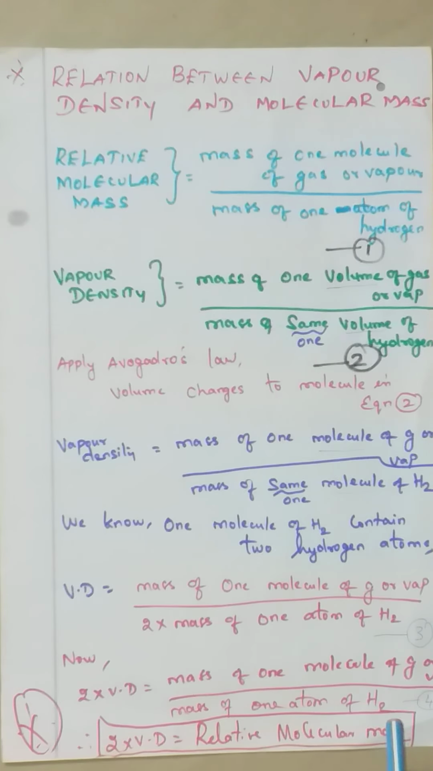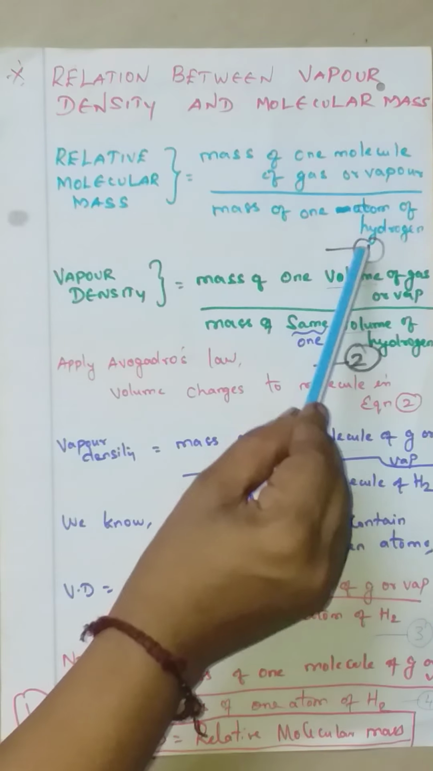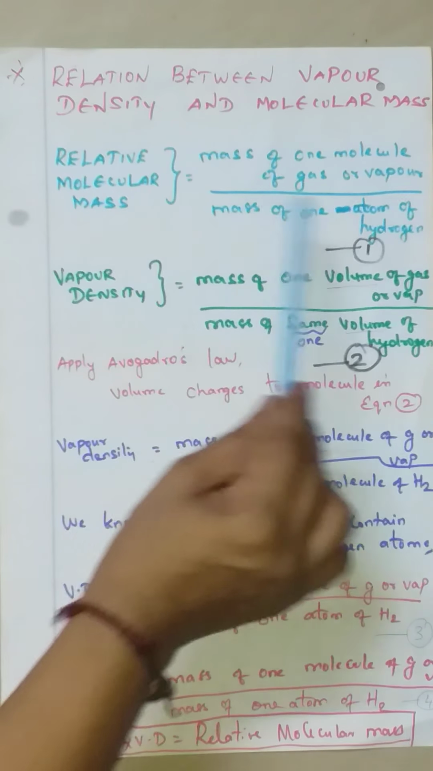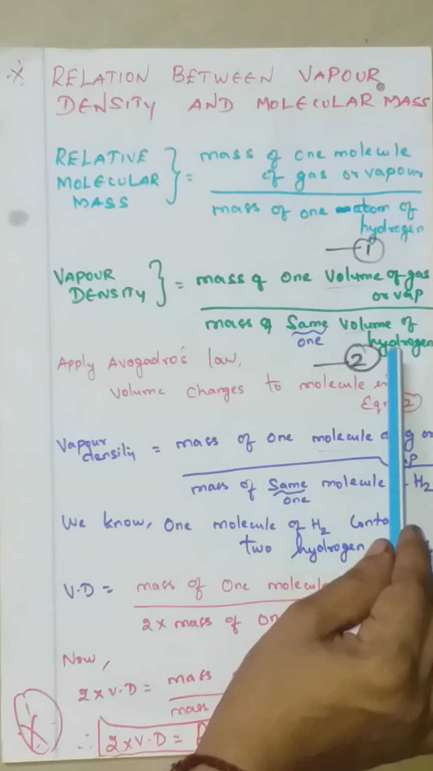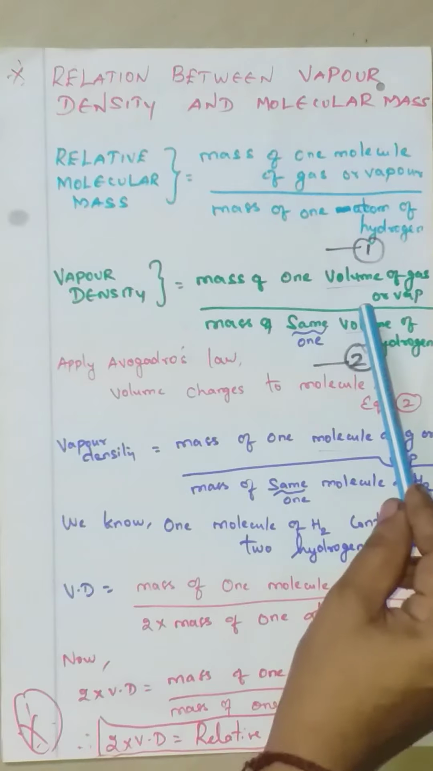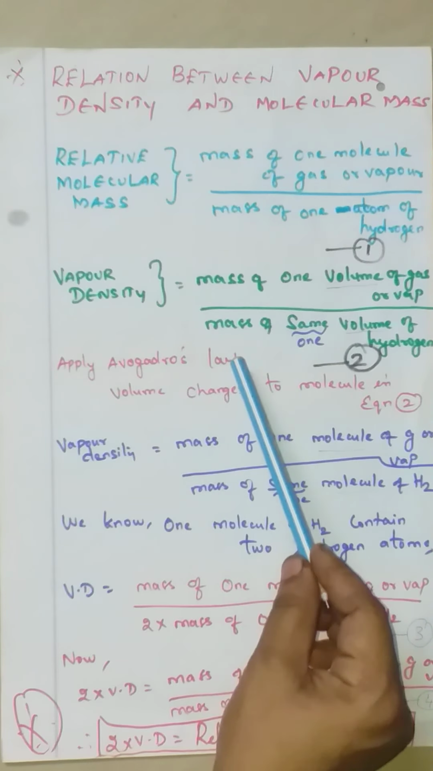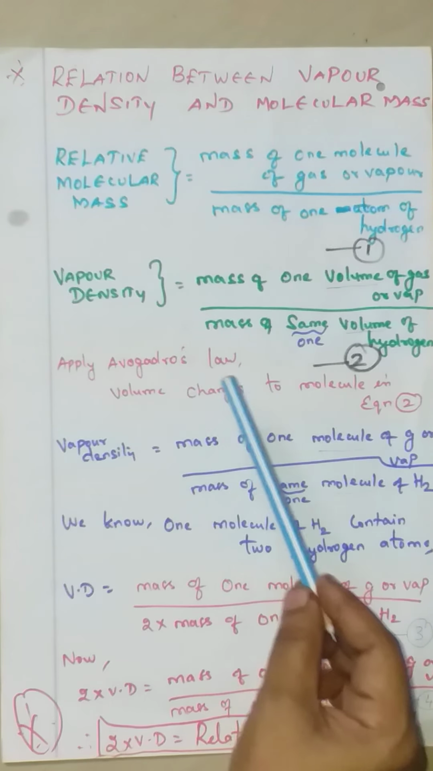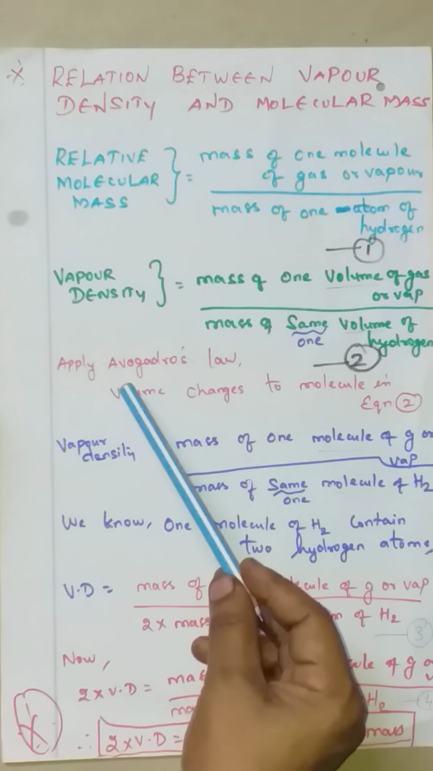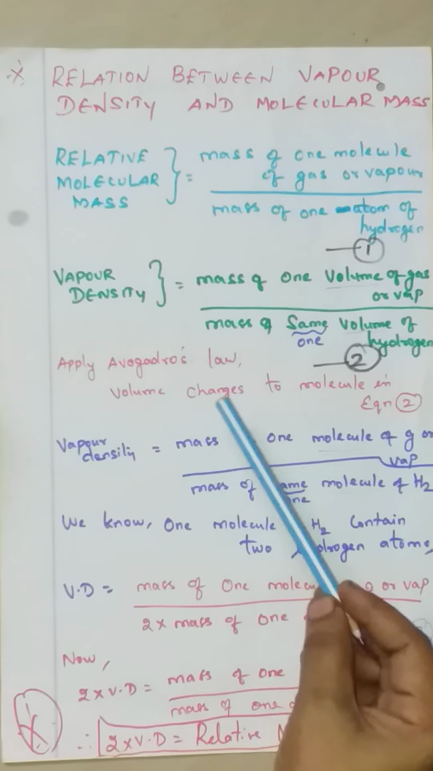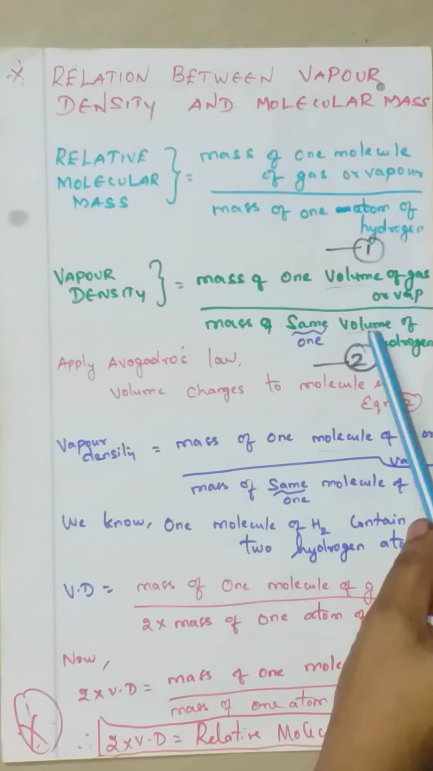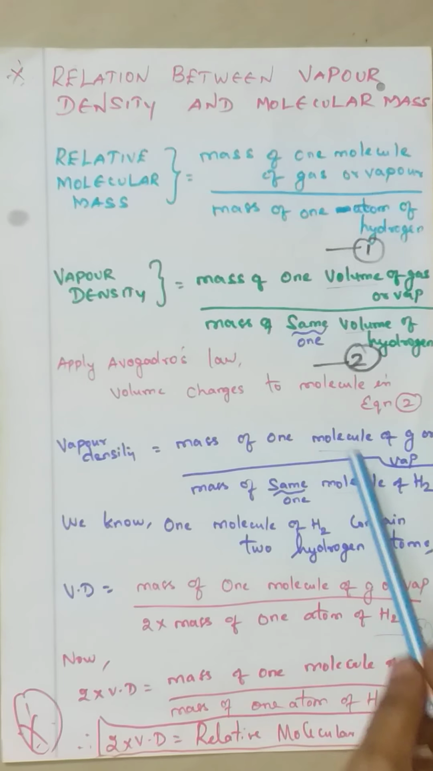Once again I recall, listen. So the first equation is the definition for RMM, that is relative molecular mass. Second point, definition for vapor density, that is VD. Instead of molecule, I am using volume here. Now, apply Avogadro law. Third point. You have to keep them in memory. First, definition for RMM. Second, definition for vapor density. Third, Avogadro law. Here, volume changes into molecule in equation number 2. So wherever volume comes, I write the word molecule.